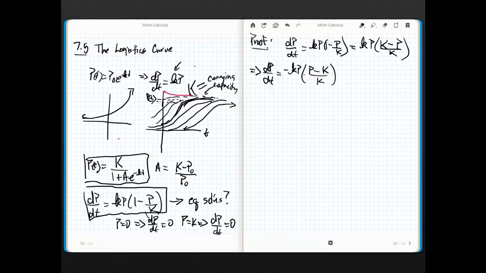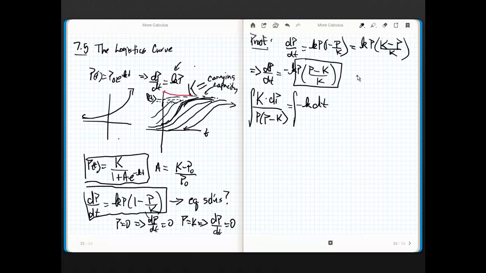Now, look at what we're going to do here, because this move can screw kids up. I'm going to grab this whole section because it's got dependent variables with it, and I'm going to divide it over here. I'm simply separating my variables. Okay? So watch what happens. If I divide dp by this term, I end up with capital K times dp divided by p times p minus K, right? And this equals negative k dt. All right, nothing crazy, right? And then I take the integral of both sides.